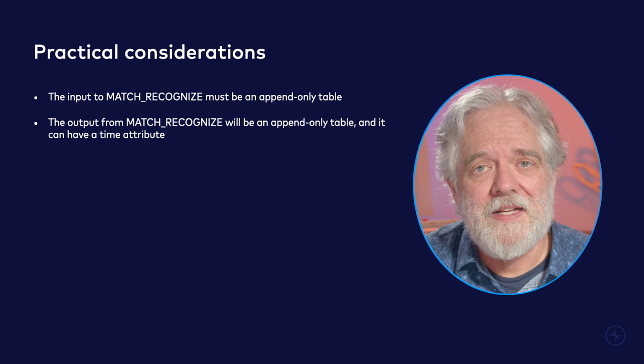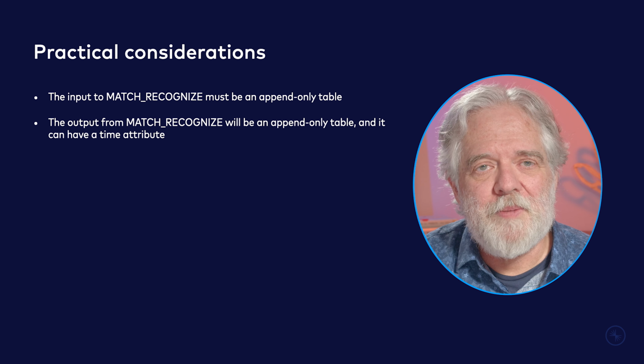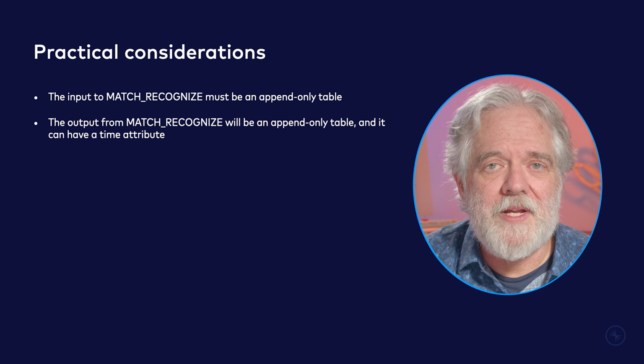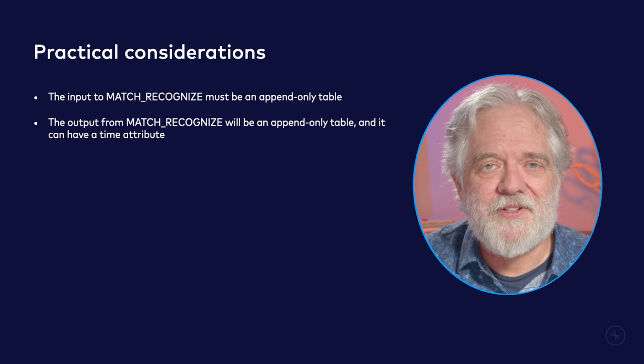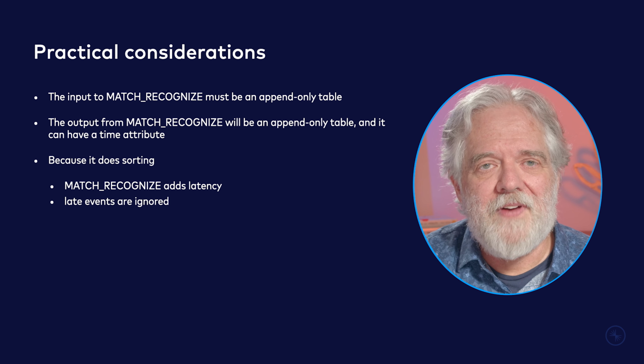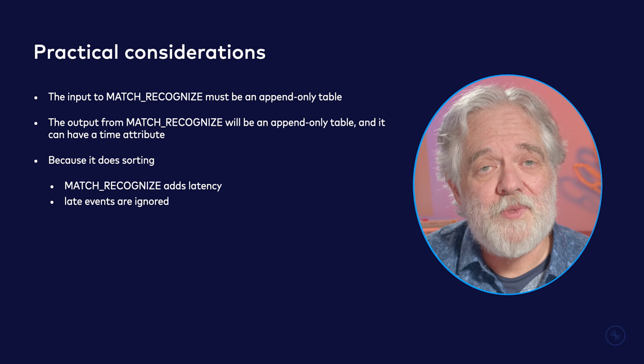But the output from match recognize is itself an append-only table. This is very convenient, as it means that there are no limitations on how you can further process the results produced by match recognize. Of course, for simple patterns, you may be tempted to use a self-join or an over window instead. The fact that match recognize can produce time attributes is a very good reason to prefer this approach over a join. And finally, because match recognize does sorting, it adds latency to your stream processing pipeline. How much latency it adds will depend on how much out-of-orderness your watermarking strategy can accommodate. It's also the case that late events will be ignored.